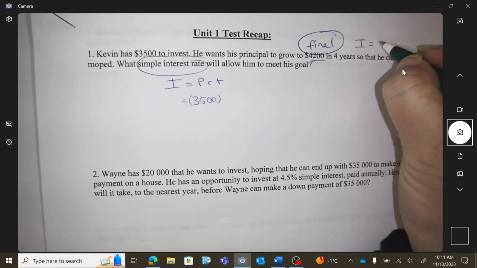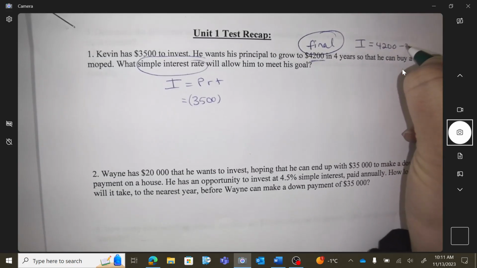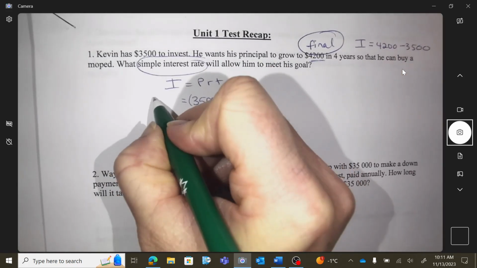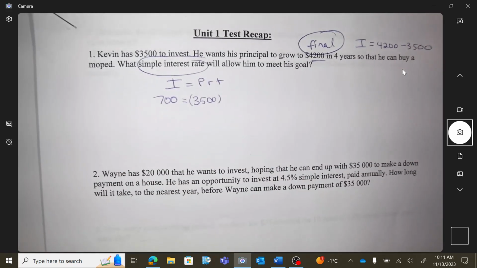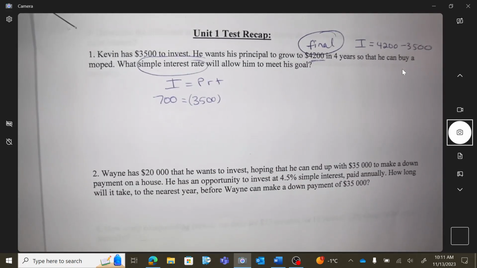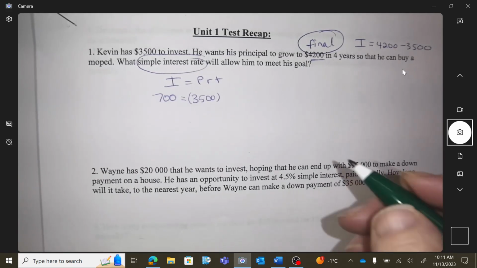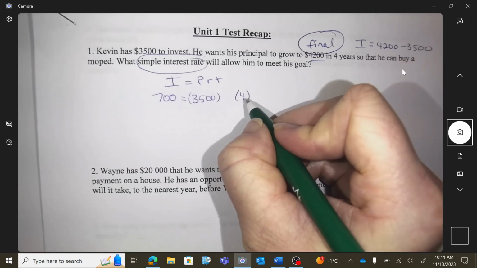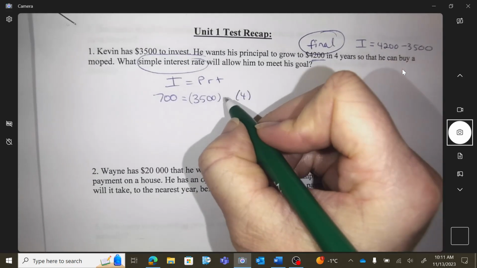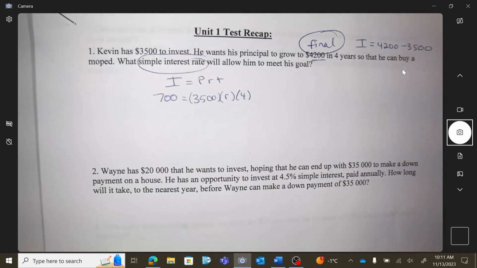So what you actually have to figure out is the interest. So interest would be the final minus the start. So Lane had caught that there should have just been a $700 increase in interest, right? 4 years. So that's the time. So what is the rate? Okay.